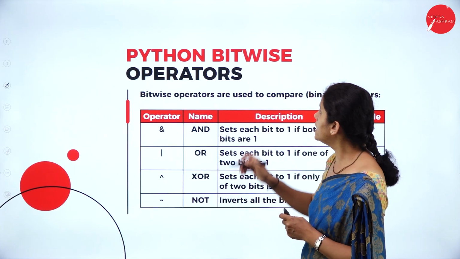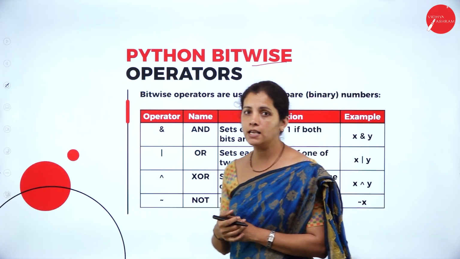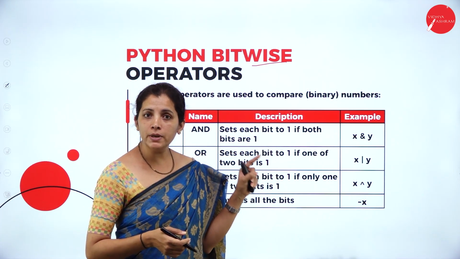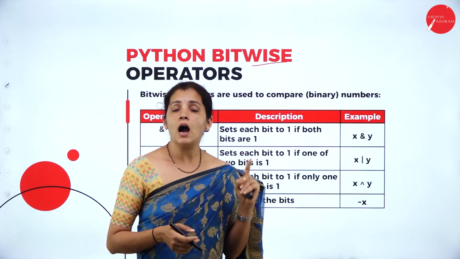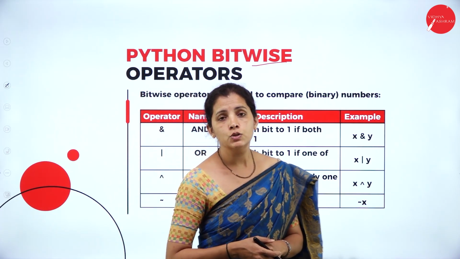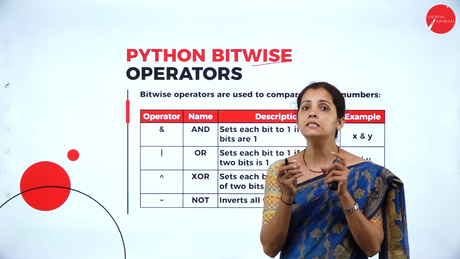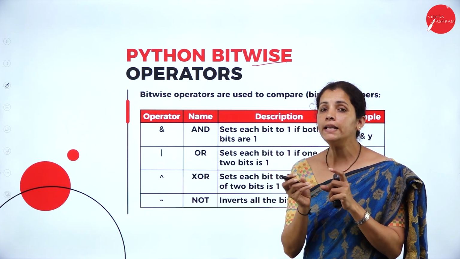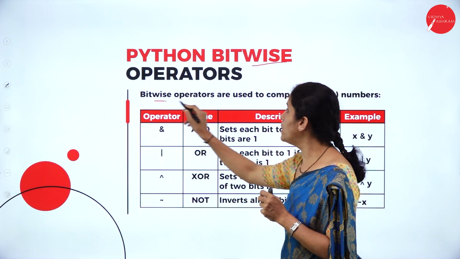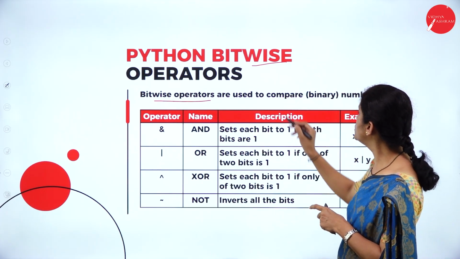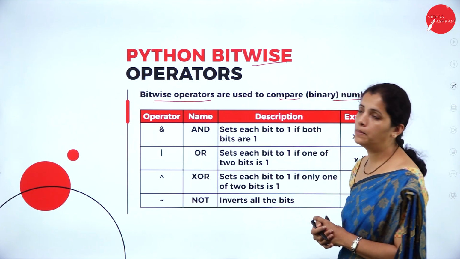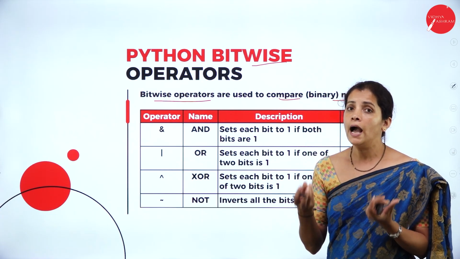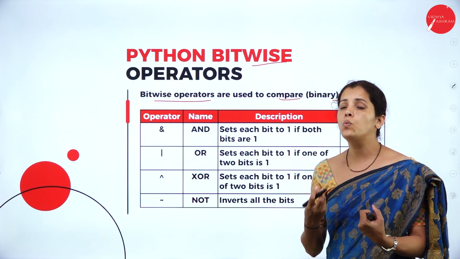Now, dear student, I am going to have bitwise operators. So dear student, we learned what bitwise operators are in our C programming. So what is a bit? A bit is nothing but either 0 or 1. So it is a binary digit. See, bitwise operators are used to compare binary numbers. So what are binary numbers? I can have either 0 or 1.